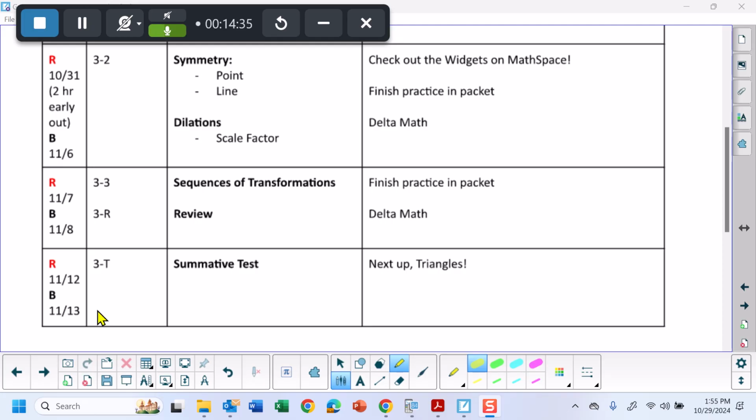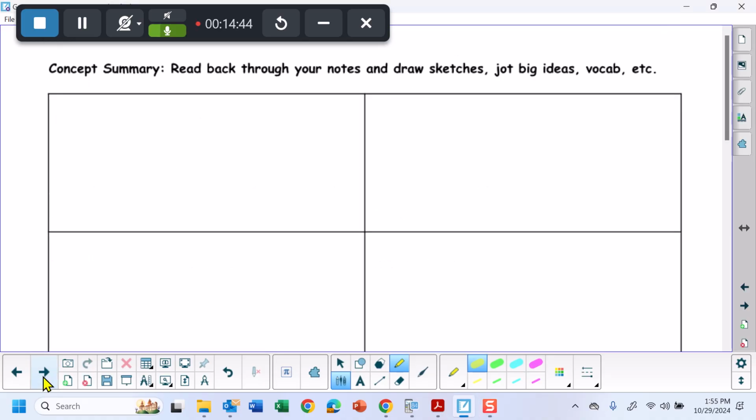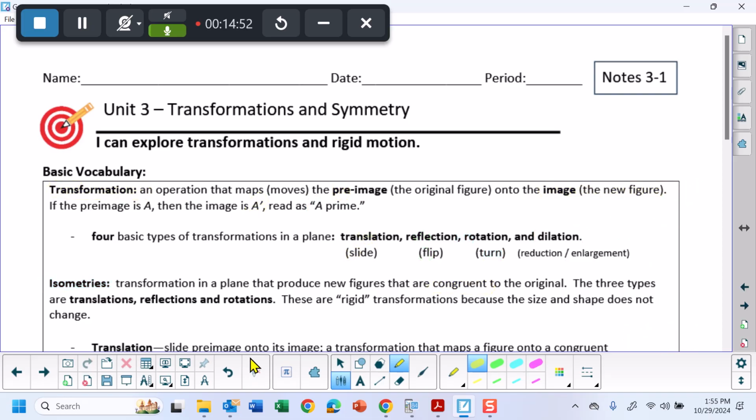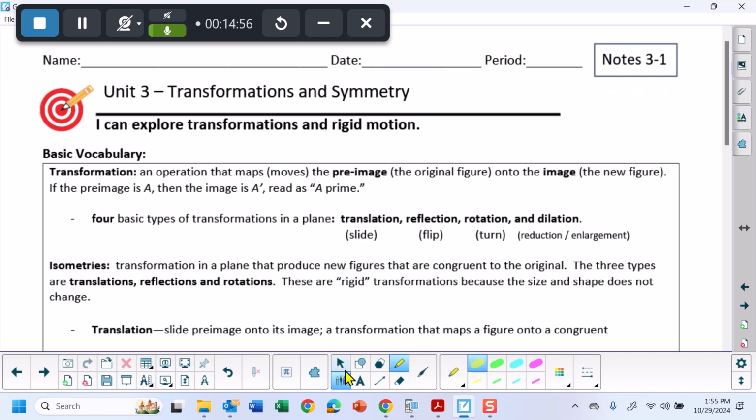So your formative, as far as, hey, how am I doing? Delta Math will provide that feedback for you. The Delta Math in this unit is pretty cool. Again, your concept summary, things that you need to keep track of to know. Please take the time to do that as you're studying. You've heard me say this before, but it definitely applies to this one.